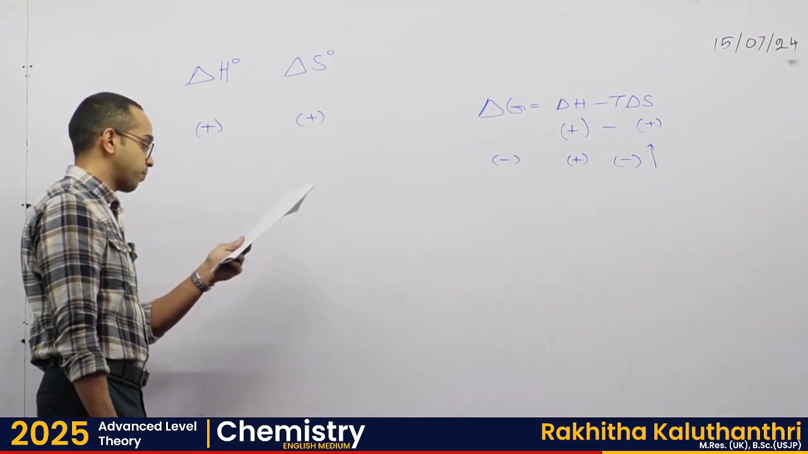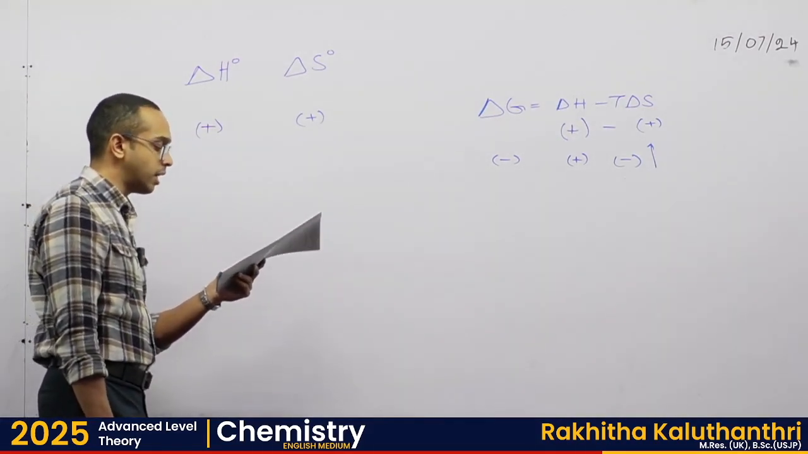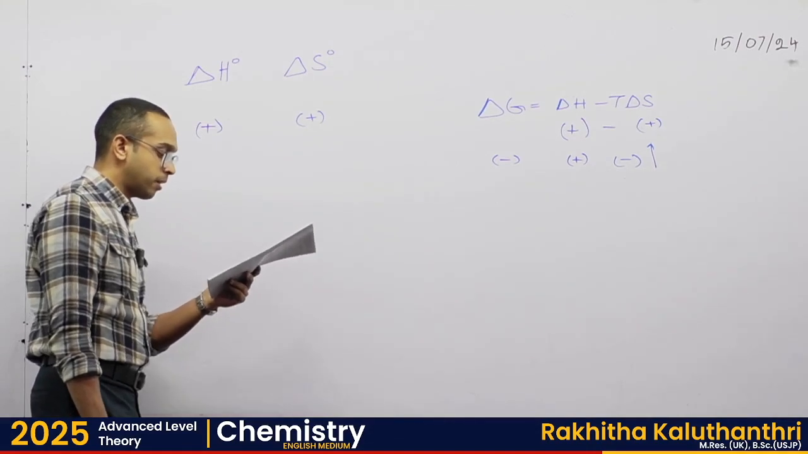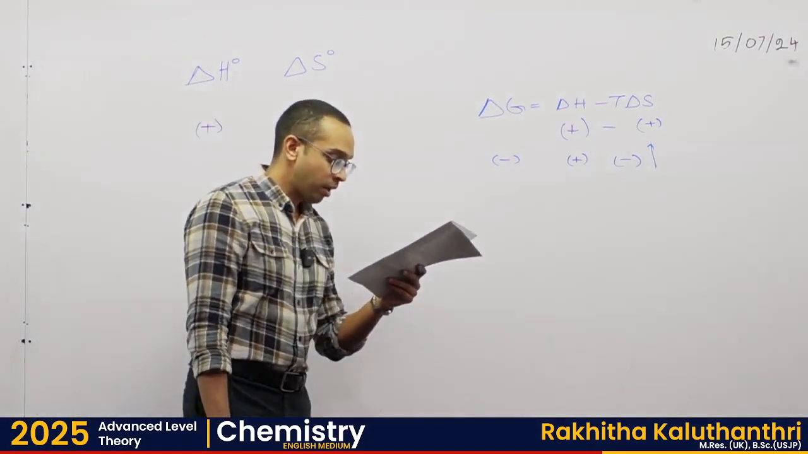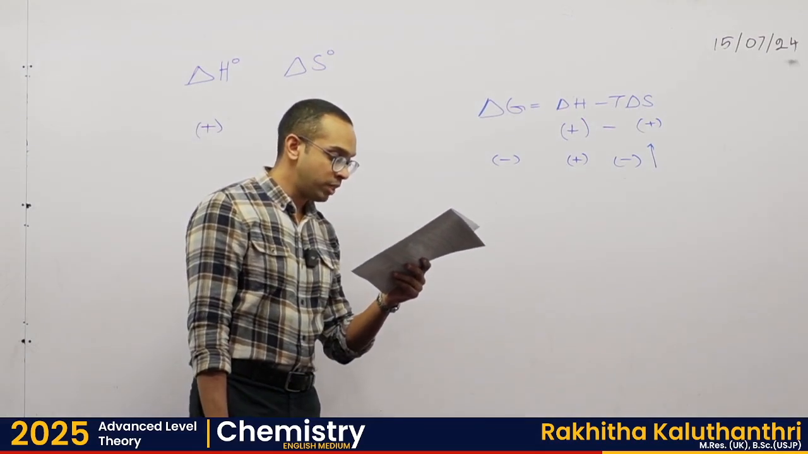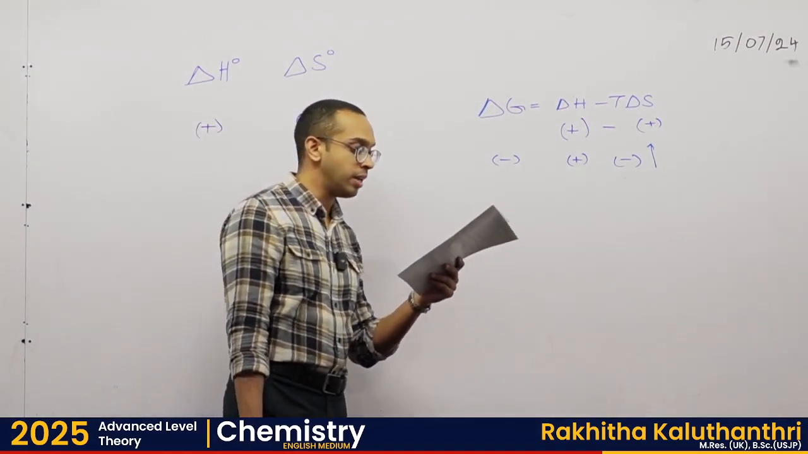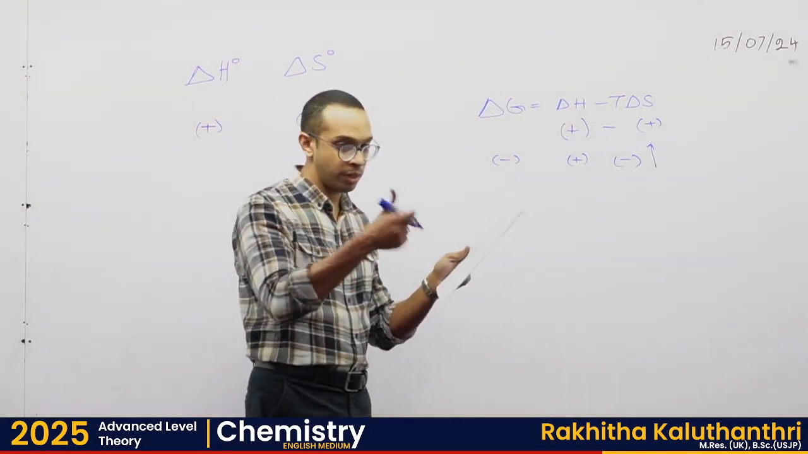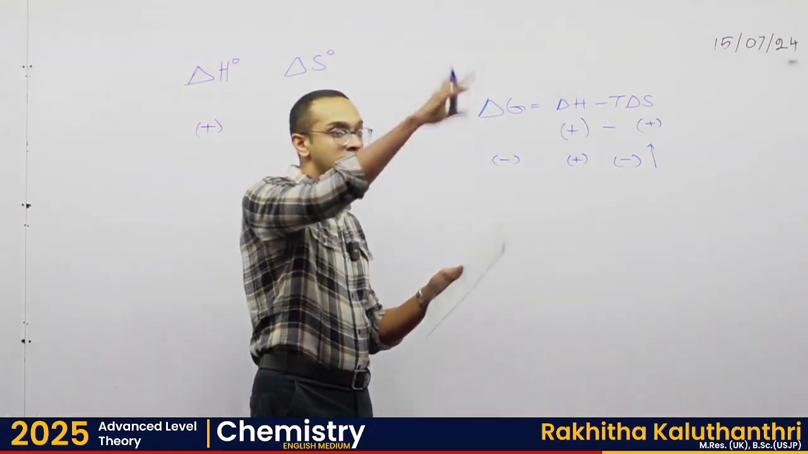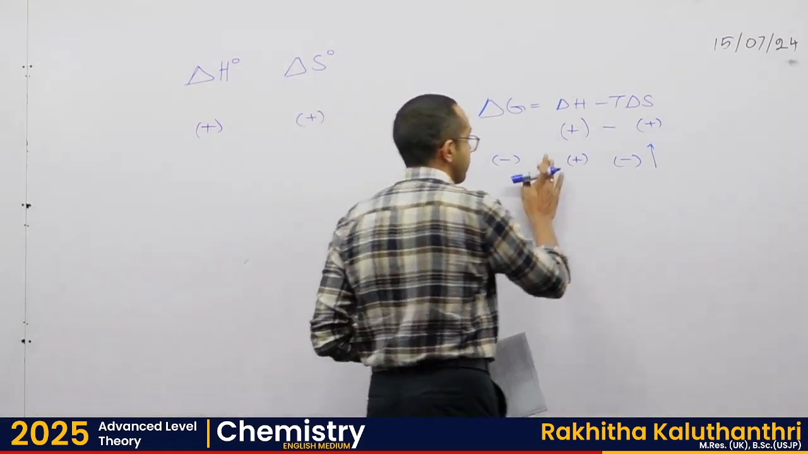The 8th question. A reaction is spontaneous at 298 Kelvin and 100 kilopascals pressure, while it is non-spontaneous at higher temperatures and the same pressure. Which of the following is true for this reaction at 298 Kelvin and that pressure? So at 298 Kelvin and 100 kilopascal pressure, it is spontaneous, but at higher temperatures, not spontaneous. What could be the reason?